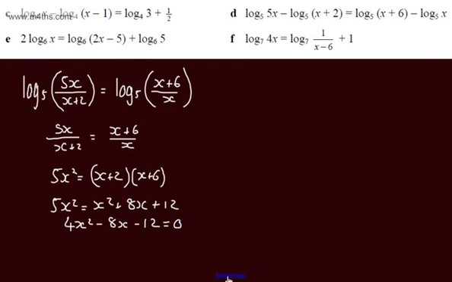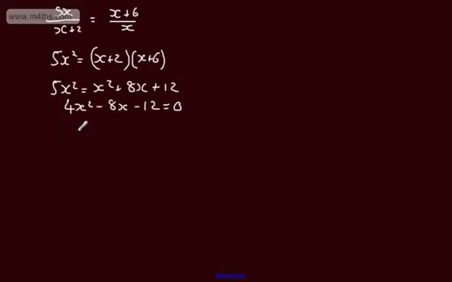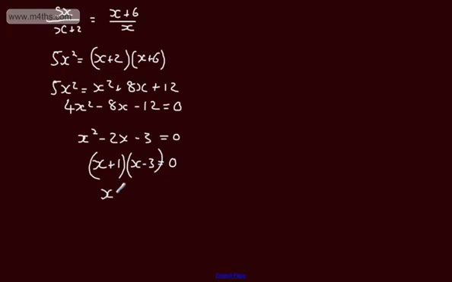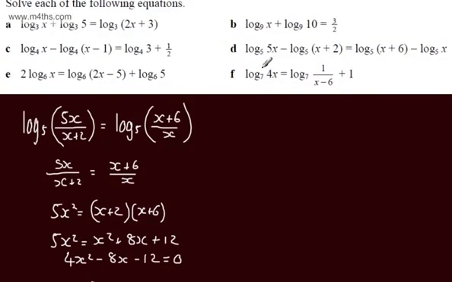This is a quadratic in x, which we can divide through by 4. x squared minus 2x minus 3 will be equal to 0. This factors: x plus 1, x minus 3 is equal to 0. We need to check these. x is either minus 1 or x is equal to 3. So let's look at minus 1. Now straight off, if I put minus 1 in here, I'm logging a negative number. I can't take the log of a negative number. Therefore, this is not a valid solution.